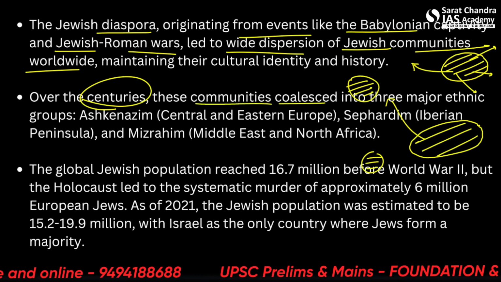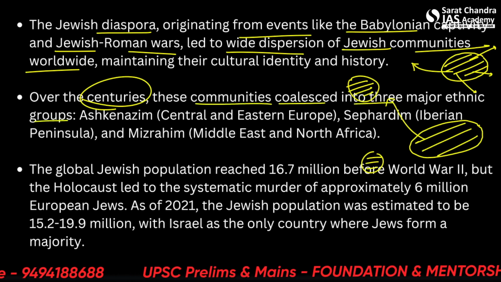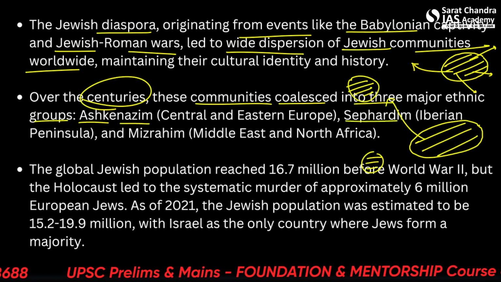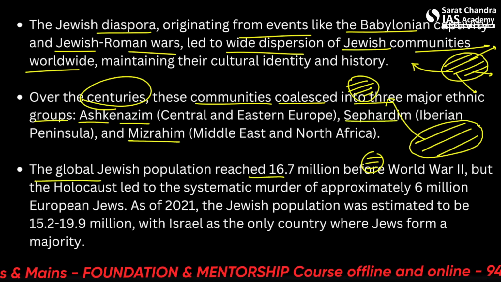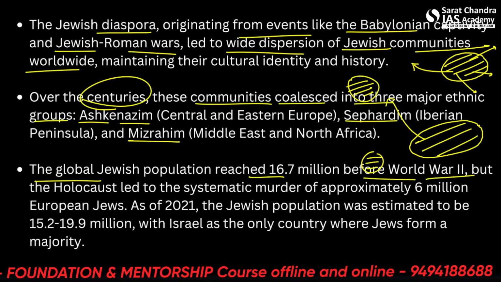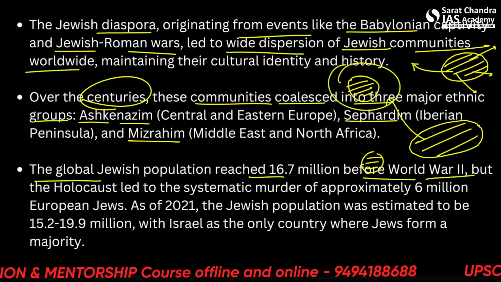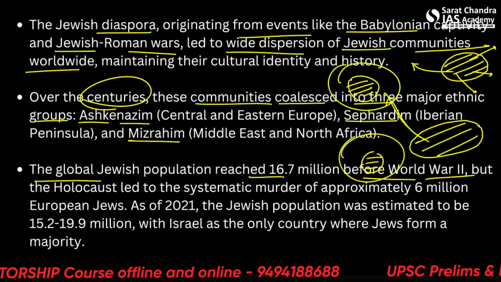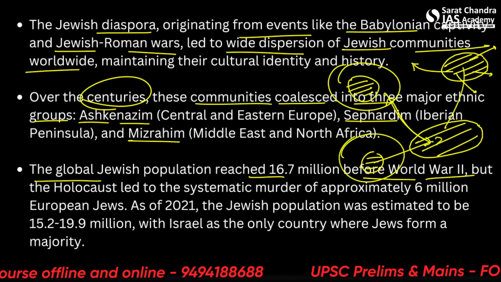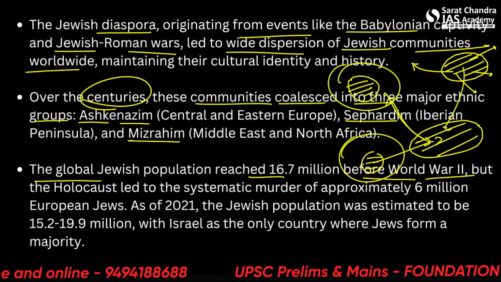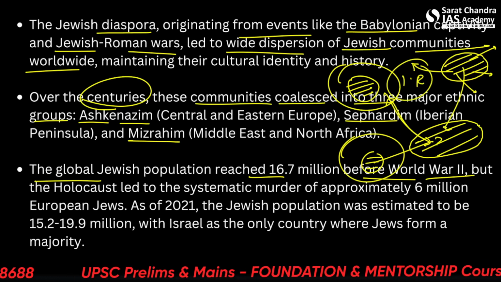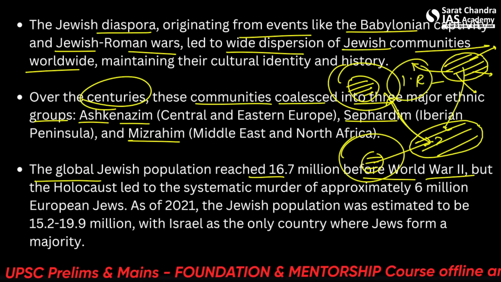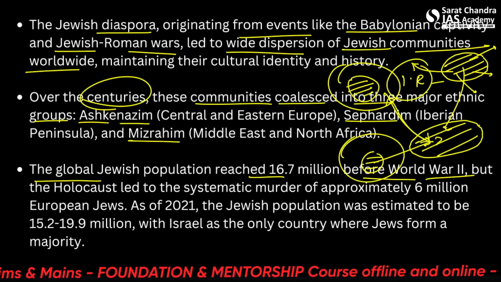These communities coalesced into three major ethnic groups, that is Ashkenazim, Sephardim, and Mizraim. The global Jewish population reached 16.7 million before World War II. But what happened after World War II? They were persecuted largely, and they wanted to return to their original kingdom of Israel under various different powers, which also became a matter of international relations between various powerful countries. That is when the Zionist movement also started.